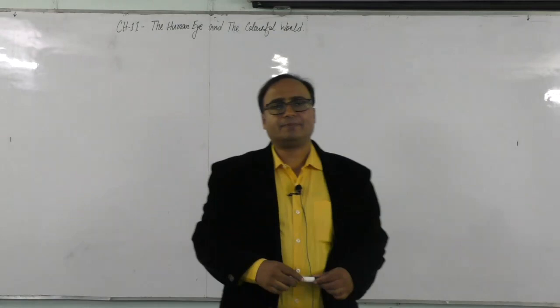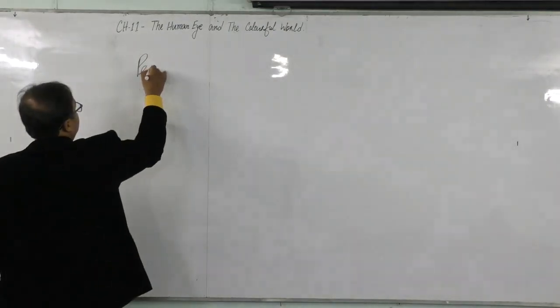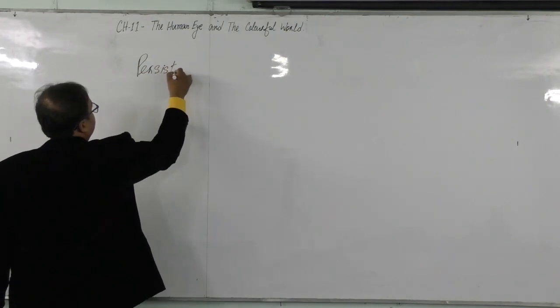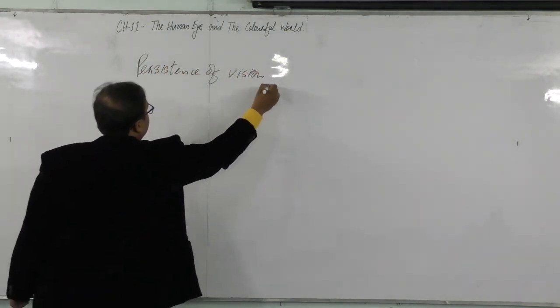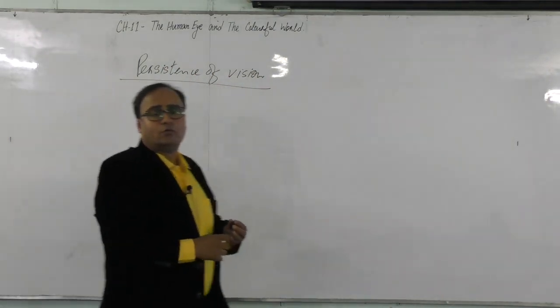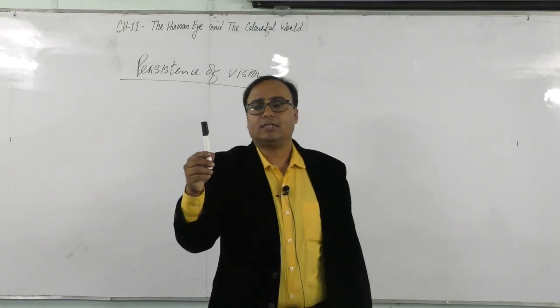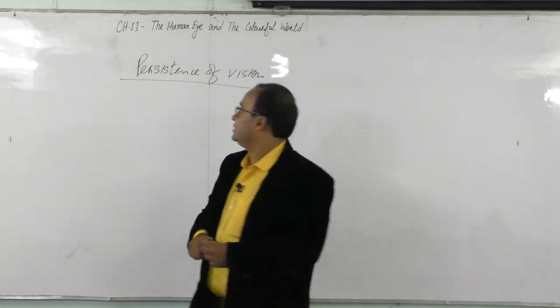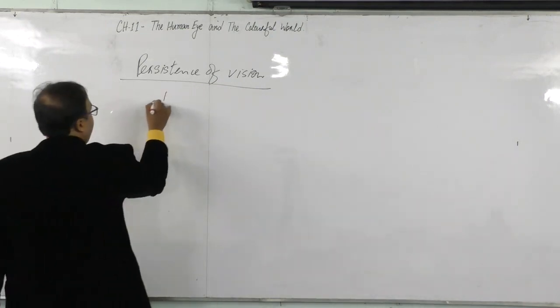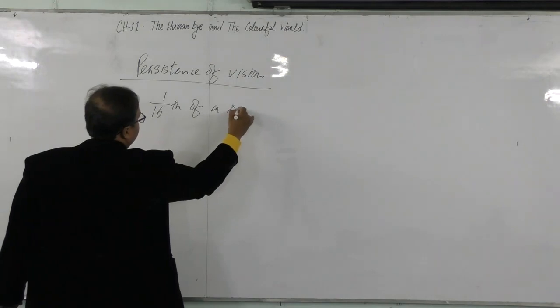Now our topic is persistence of vision. Persistence of vision. Whenever we see any object in front of our eyes, the image is formed on the retina, and the sensation of the image remains on the retina for 1/16th of a second.